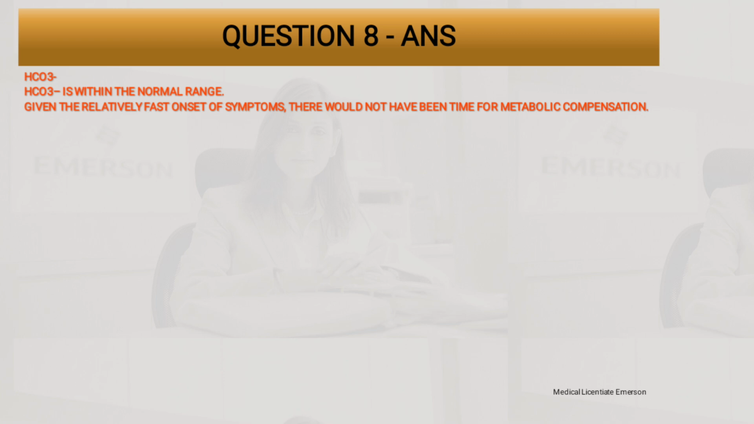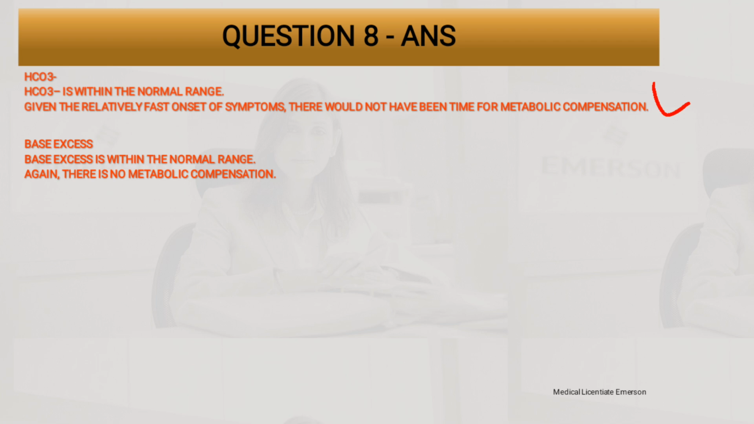So given the relatively fast onset of symptoms, there would not have been a metabolic compensation. The base excess is also within the normal range. Again, there is no metabolic compensation. So interpretation: the patient has a respiratory acidosis with type 2 respiratory failure.